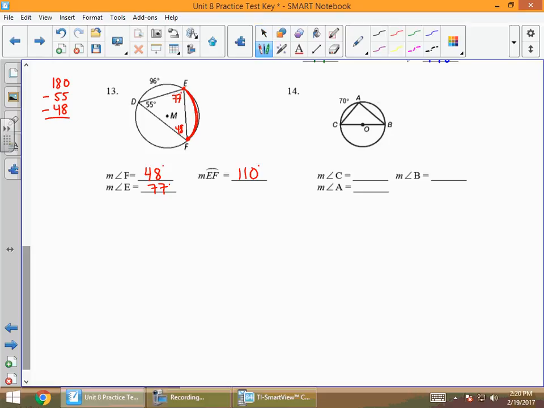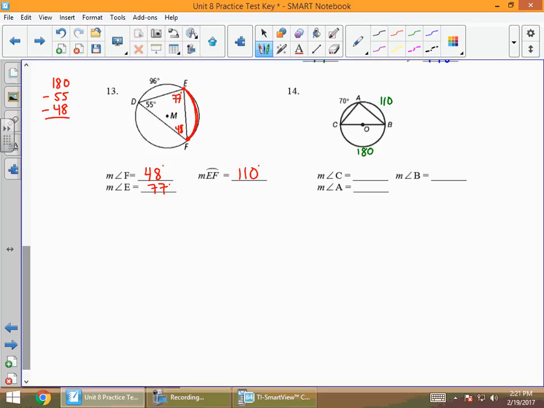And the final problem has circle O, and it shows that CB is a diameter, which means this bottom arc has to be 180. It's a semicircle. The top arc from CAB should be 180 as well, and I see that from C to A is 70, so that means the other one has to be 110, so it adds up to 180.